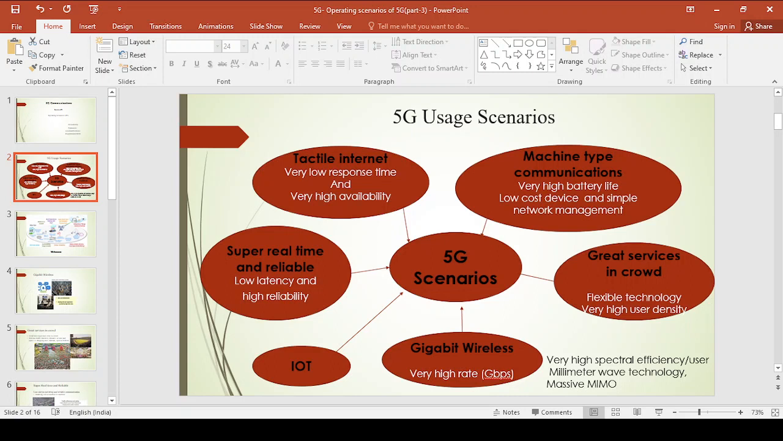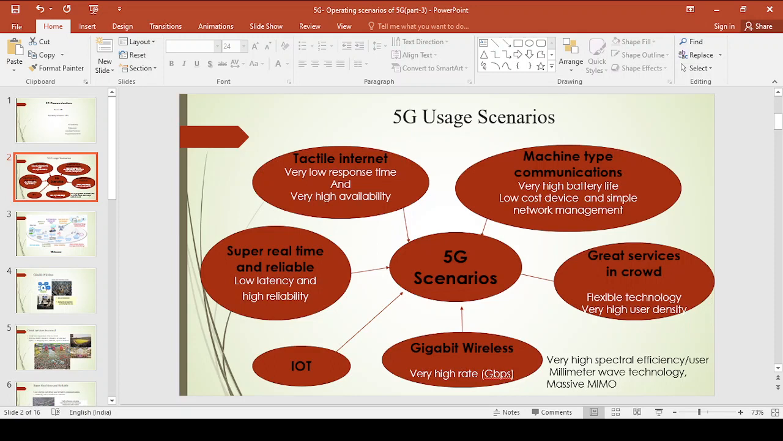Under machine type communication, the communication is between machine to machine. Now that should support a large number of devices, nothing but more number of devices. These machines have to support more number of devices. That's why it should provide very high battery life, and the cost of the device should be low, and the network management should be simple, and it should be of low complexity. These are some features of machine type communication.